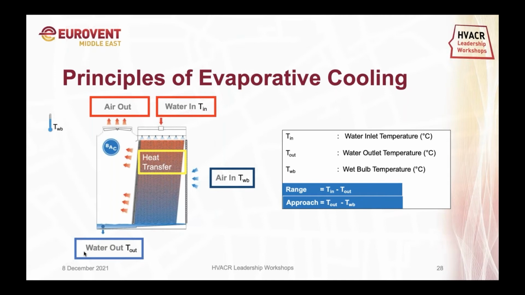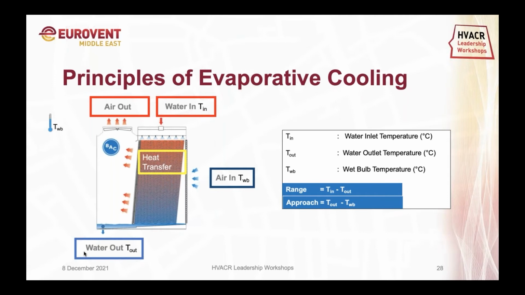Now, how this heat transfer is taking place, we know that it may be sensible, it may be latent. So the question is, what is happening inside the cooling tower? Is it only a sensible heat transfer, or is it a latent heat transfer, or is it a combination of both? We will see it in the coming slide, but before we move to the next slide, I just wanted to define a few basic parameters which are very important for an evaporative cooling equipment or a cooling tower.